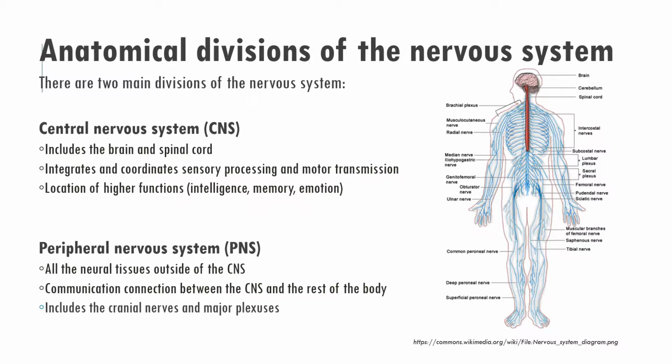Firstly, though, we're going to have a quick look at the nervous system, which comprises the central nervous system and the peripheral nervous system. The CNS includes the brain and the spinal cord, which is what we're going to be concentrating on today. The PNS, or peripheral nervous system, includes all the neural tissue outside the CNS and provides the communication connection between the spinal cord, brain, and the rest of the body. This includes the cranial nerves and the major plexuses, which we'll be discussing later.